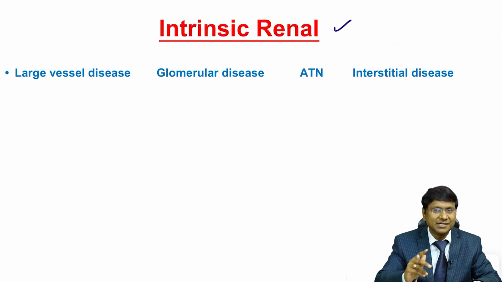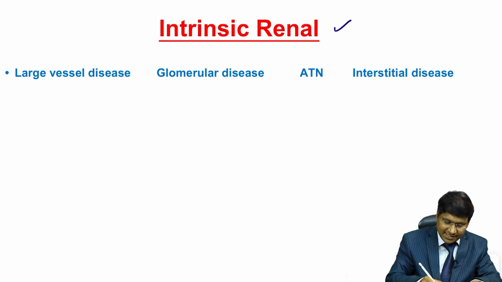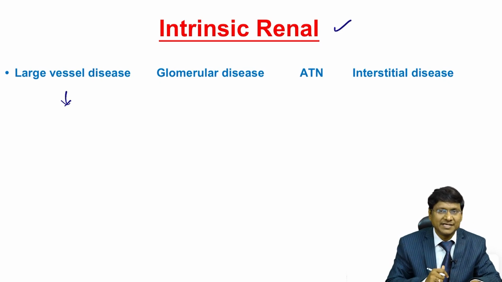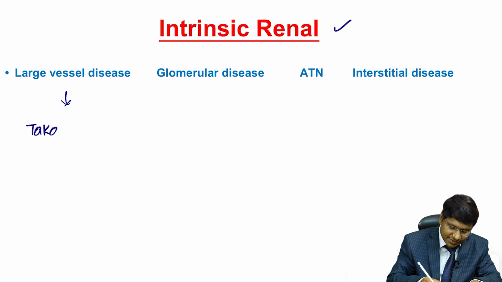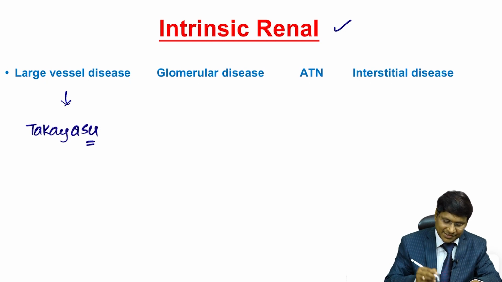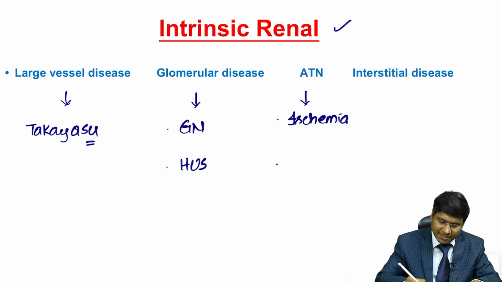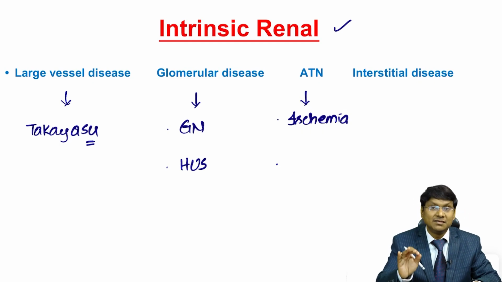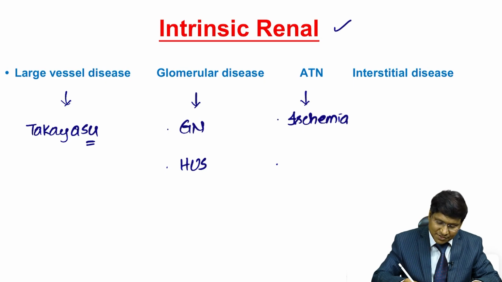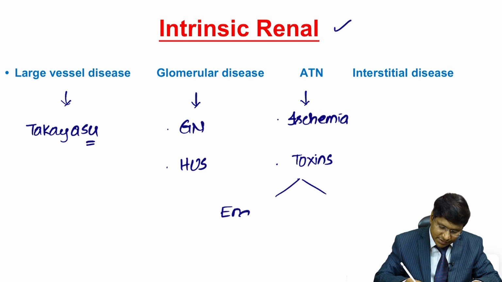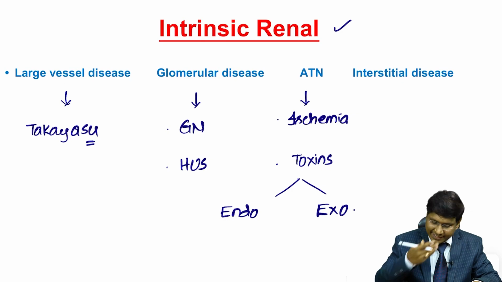Then the second important etiology causing acute kidney injury is intrinsic renal, and the large vessel disease which can cause intrinsic renal injury is Takayasu arteritis, right? Takayasu arteritis. And glomerular diseases that cause intrinsic renal injury are glomerulonephritis and hemolytic uremic syndrome. Acute tubular necrosis is caused by ischemia, and this we call ischemic acute tubular necrosis. And the other condition where you will have acute tubular necrosis is caused by toxins. These toxins include endogenous toxins and exogenous toxins.